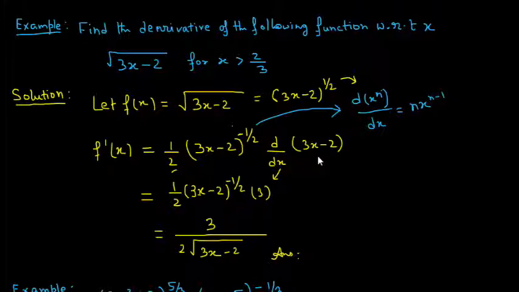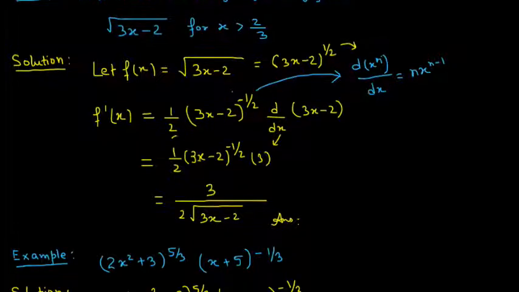d upon dx of (3x minus 2). Upon solving, we get half (3x minus 2) to the power minus half, and upon solving d(3x minus 2) upon dx, we get 3. So this is equal to 3 upon 2 under root 3x minus 2. This is the answer. Let us see the next example.